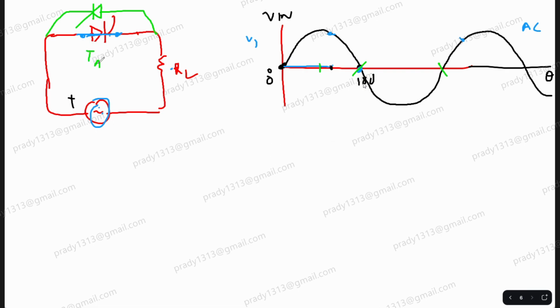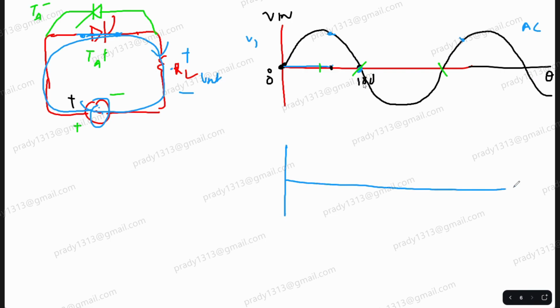So I am going to call these two switches two SCRs, TA plus and TA minus. Now, is it clear that in the positive half cycle, TA plus will conduct? Because it is forward biased. So current will flow in this direction. This will be the output voltage. Let's start with a higher firing angle, alpha 1. So conduction will be like this. Clear? I'm drawing the output.